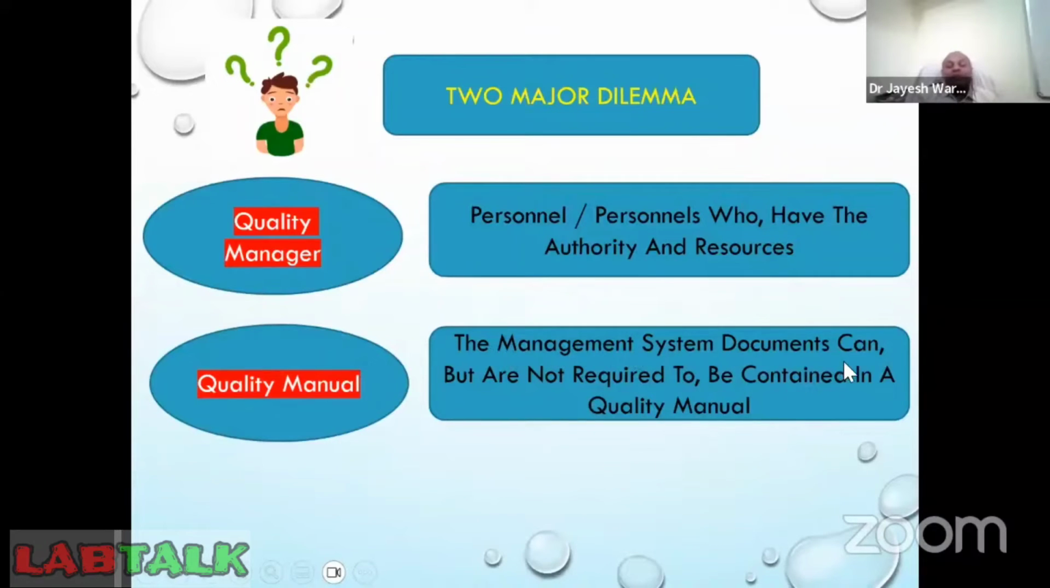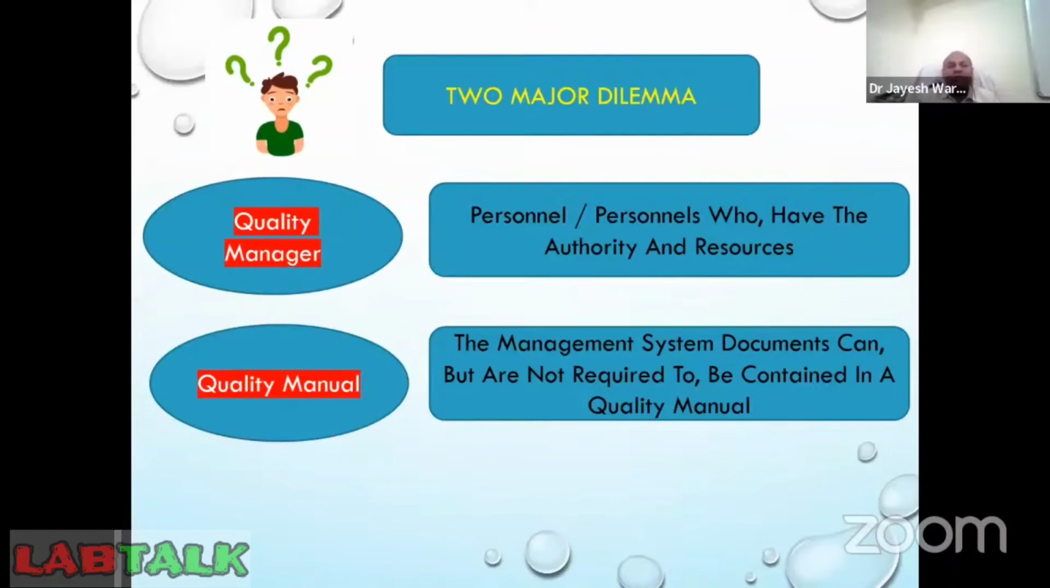Basically, the management system documents can, but are not required to, be contained in a quality manual. This is a specific clause in the standard which mentions that you can have a quality manual, but it is not mandatory to have your documentation in a document named quality manual. You can call that document a lab manual, an apex manual, a quality manual, a policy manual, a documentation manual, or a management system document. Whatever you call it, it is not mandatory to name it a quality manual.